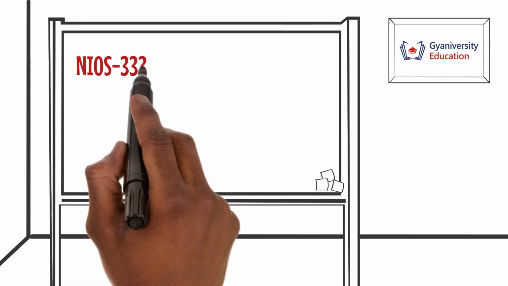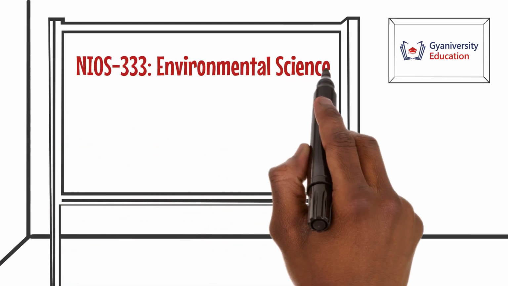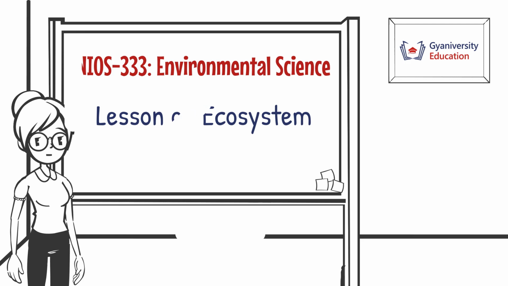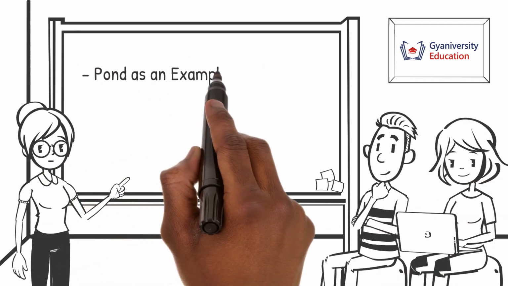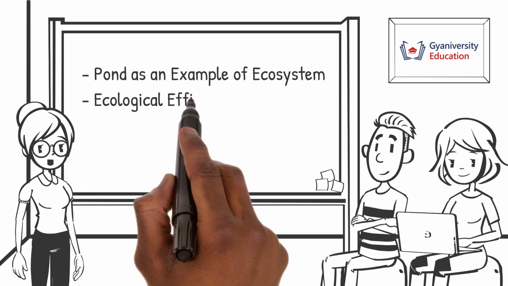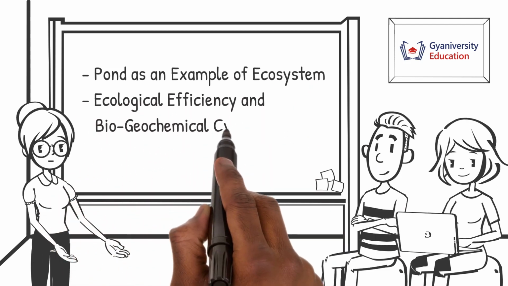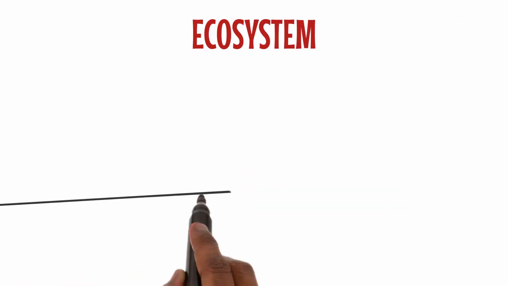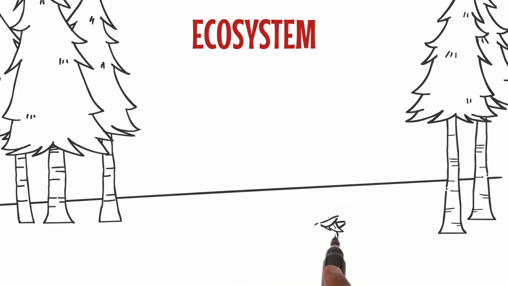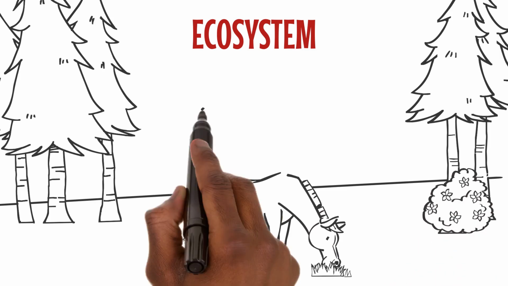Welcome to the NIOS 333 Environmental Science lesson on ecosystem. In this lesson, you will learn about pond as an example of ecosystem, ecological efficiency and biogeochemical cycles, and homeostasis of ecosystem. An ecosystem is like a bustling community where living organisms interact with their environment.